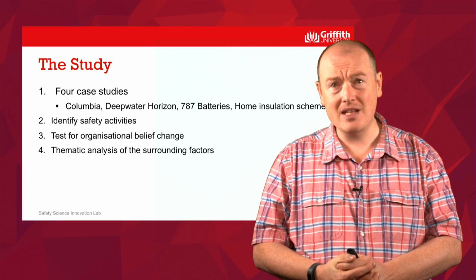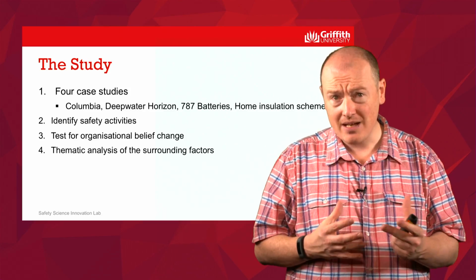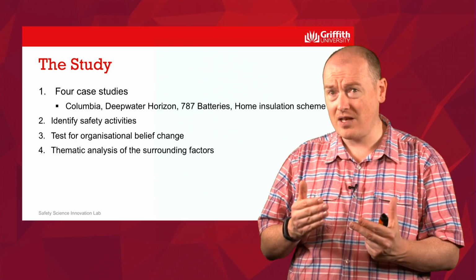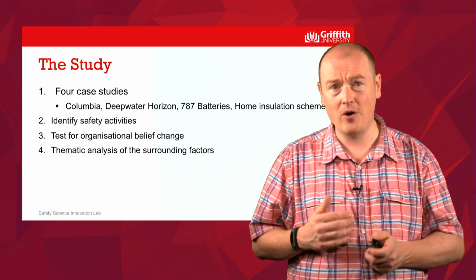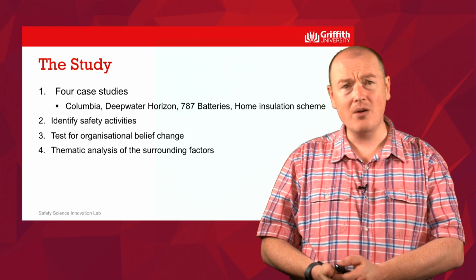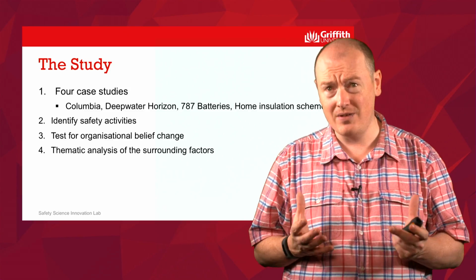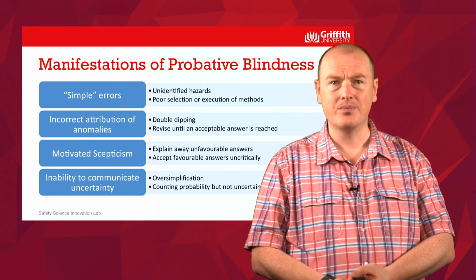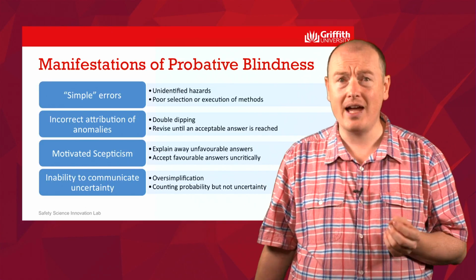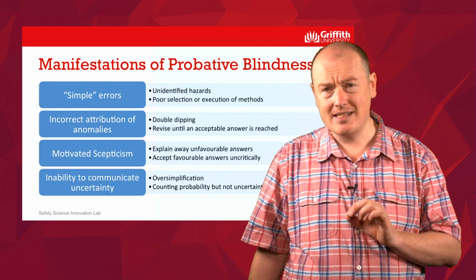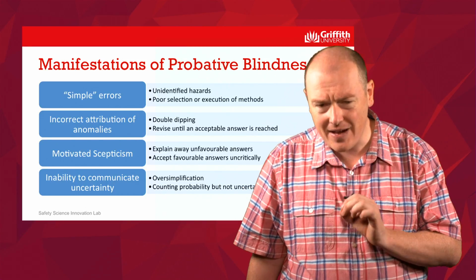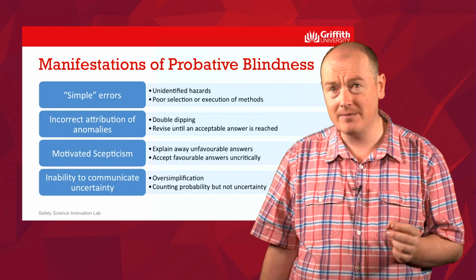Now, for some of the activities, there was evidence that they had changed belief. For others, it was very clear that the beliefs after the activity were the same as the beliefs before the activity. And we had a look at what were the things surrounding those activities that didn't succeed in changing the organisation's mind. So, first thing we can look at is characteristics of the activities themselves. How did the failure to change belief actually happen?